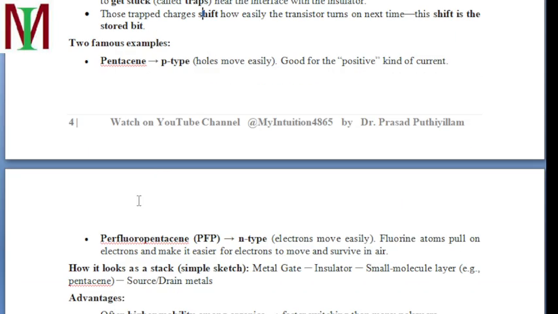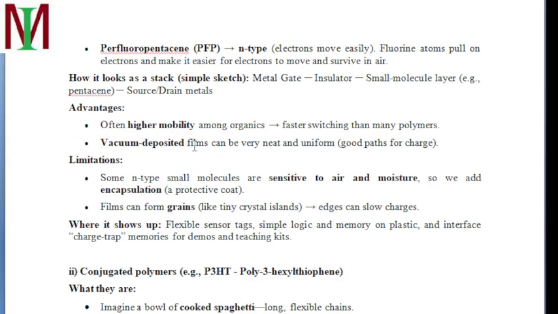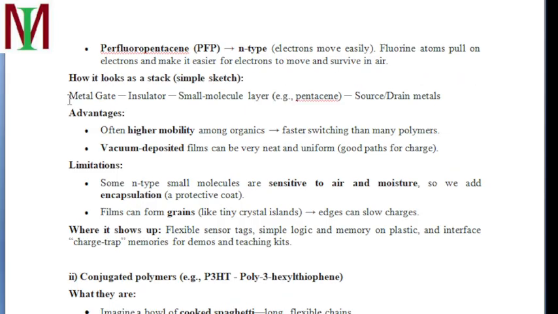Two famous examples are given: pentacene, which will make the holes move easily, and perfluoropentacene, which will make the electrons move easily because the fluorine atom pulls electrons. Now, how it looks as a stack, a simple sketch. There is a lower layer of metal gate, there is an insulator, there is a small molecular layer of pentacene, and there are source and drain metal contacts connected to that in between.